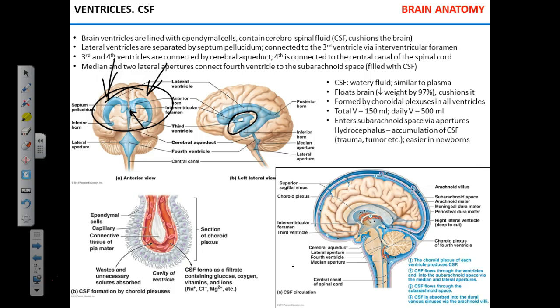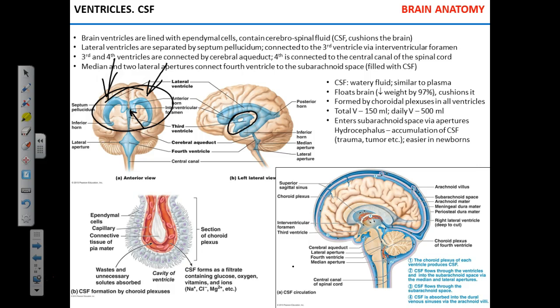Can you see the third? Yeah, it's big, it looks like a rooster head, like a bird head. Okay? Can you see that, with a hole in the center? That's the third ventricle. Okay?